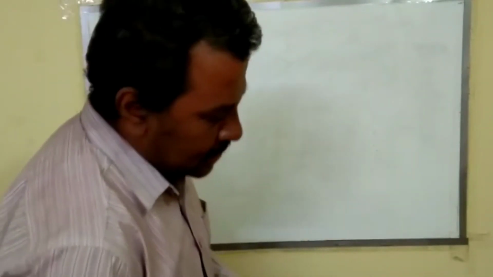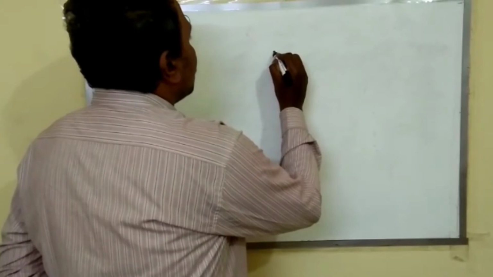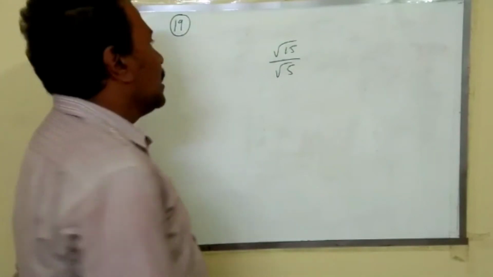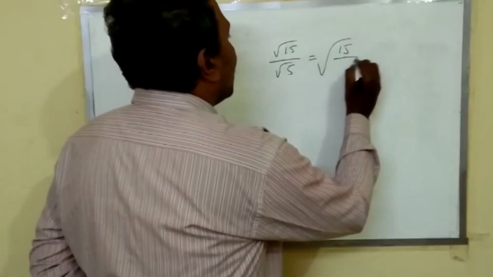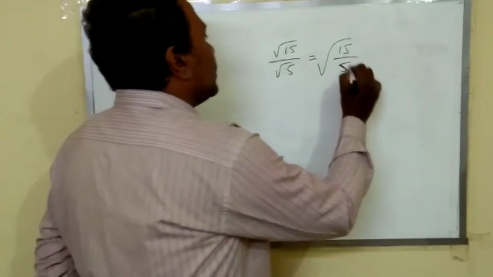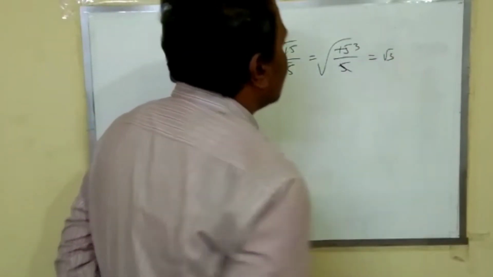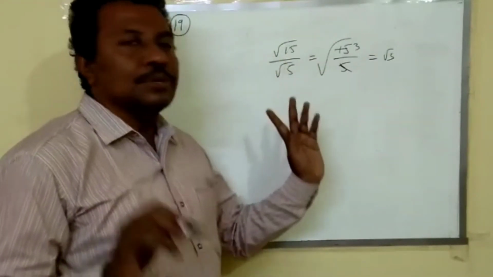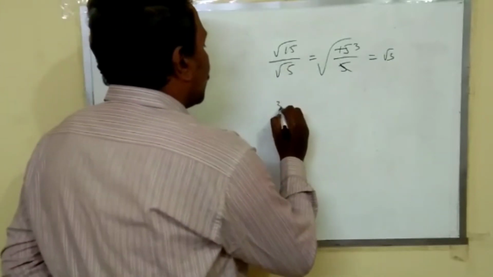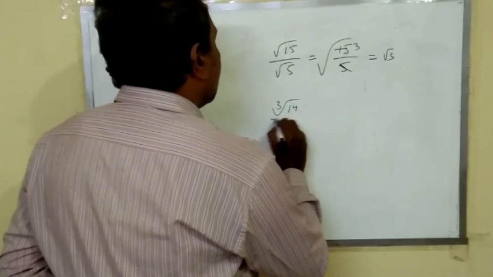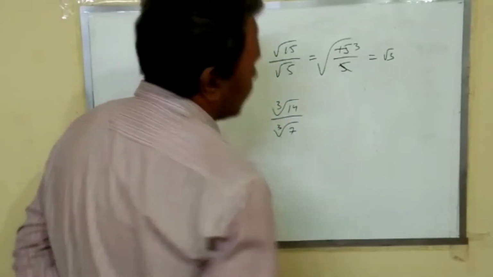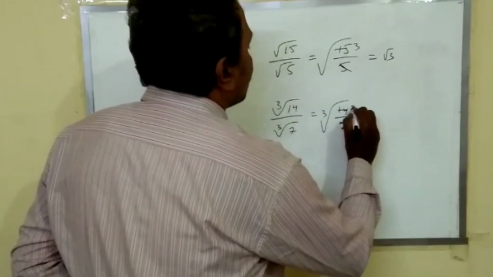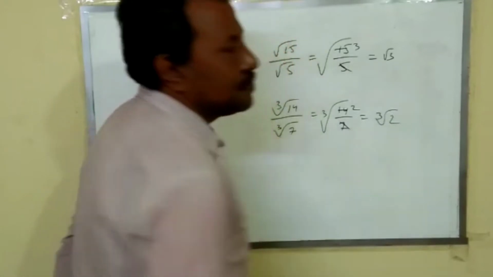Similarly, division of two surds. Root 15 by root 5 is equal to root of 15 by 5, and 5 threes are 15, which is equal to root 3. So here also we can divide two unlike surds, provided their orders are equal. Cube root of 14 by cube root of 7 is equal to cube root of 14 by 7; 7 twos are 14, which is equal to cube root of 2.